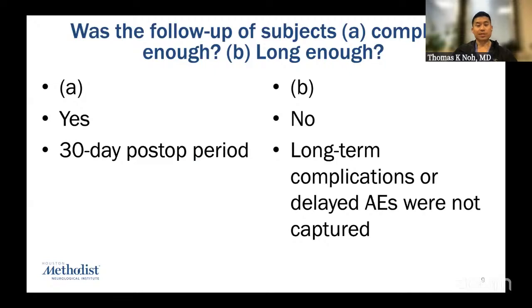Was the follow-up of subjects complete enough and long enough? I thought yes. A 30-day post-op period seemed fairly standard in terms of capturing some of those early complications. In terms of long-term results, it's hard to know. Typically, we like to follow patients out to almost 2 years if we're looking for some of our longer-term complications. And then, of course, the global period is another metric that's used, which is 90 days. So those are obviously missed.